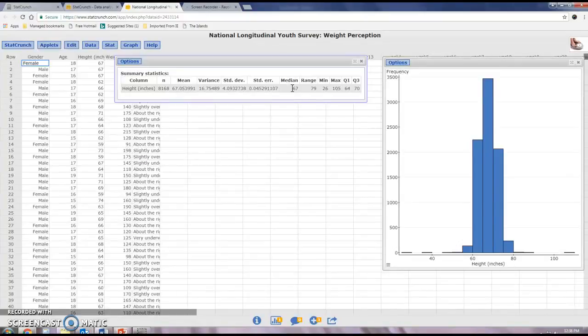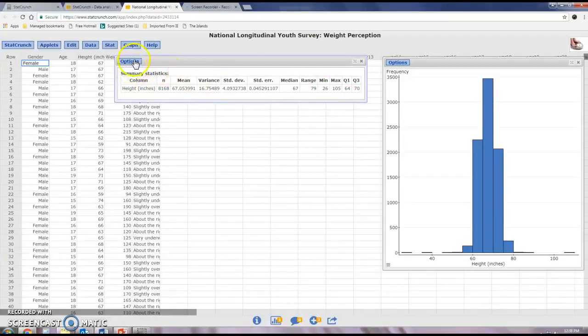What else does it give me? Does it give me the range? Yep, it gives me the range there. It does not give me the interquartile range. However, if I take Q1 and Q3 and subtract, I can find the interquartile range pretty easily. 70 minus 64, that's going to be 6.